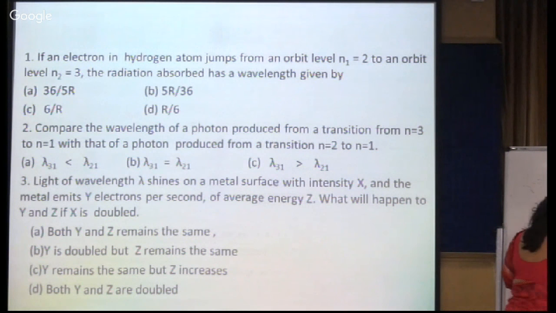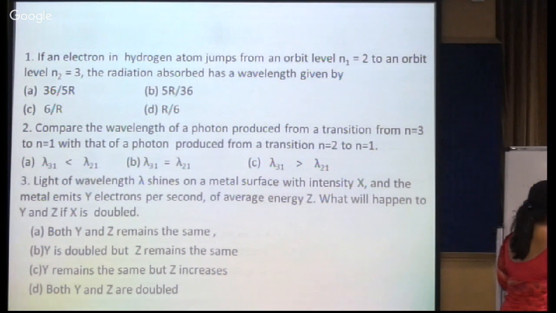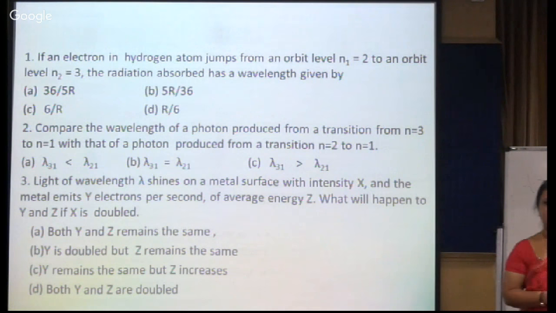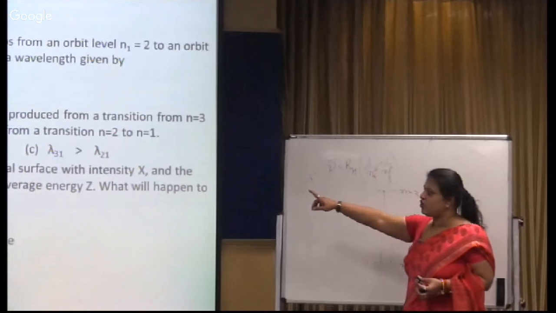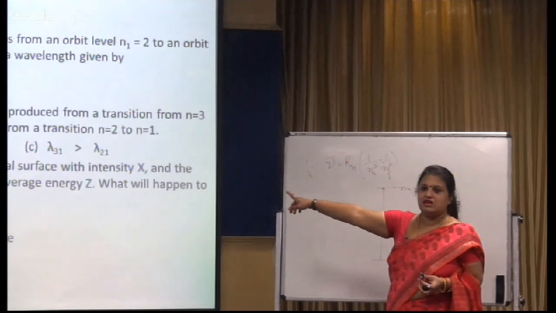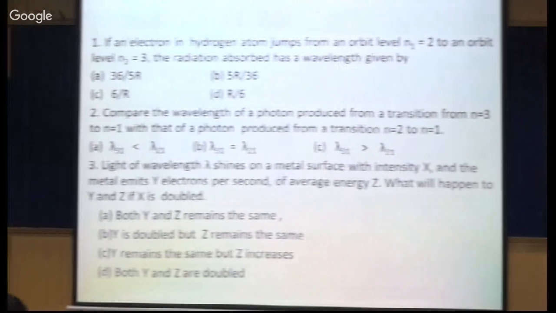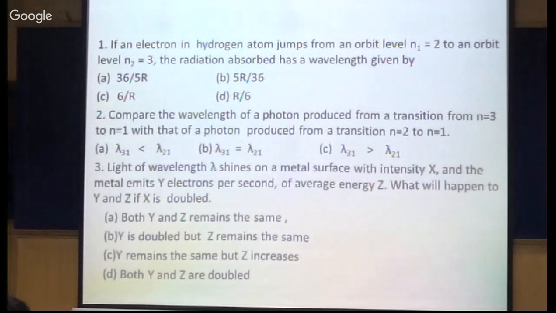Obviously, if you arrange them as n is equal to 1, n is equal to 2, n is equal to 3. From 1 to 3, this is the energy gap level. From 1 to 2, this is the energy gap. Obviously, from 1 to 3, energy is larger than 1 to 2. Larger energy means lower wavelength. So 1, 3 will be lower wavelength than 2, 1. That means which choice? A again.